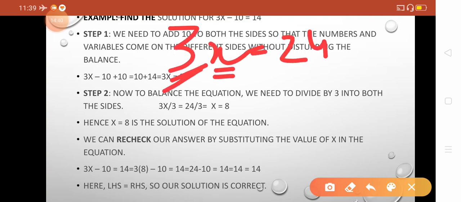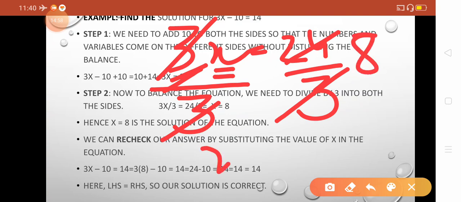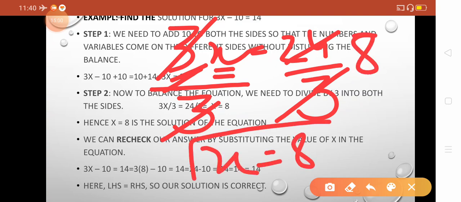I want to skip this 3. Here it is in multiplication, so I have to divide. I have to apply the opposite operation that is given here. So the opposite of multiplication is division. If I am dividing here, I have to divide it here also. So 3 will cancel 3 and it will become 8. So I will get the value of x is equal to 8.